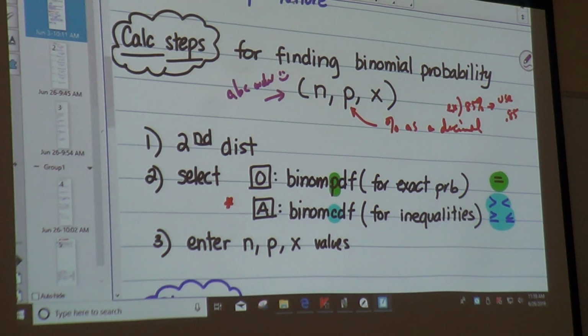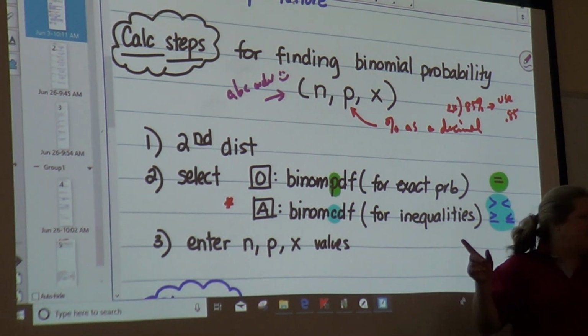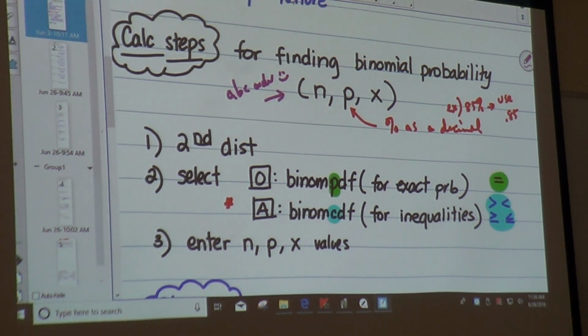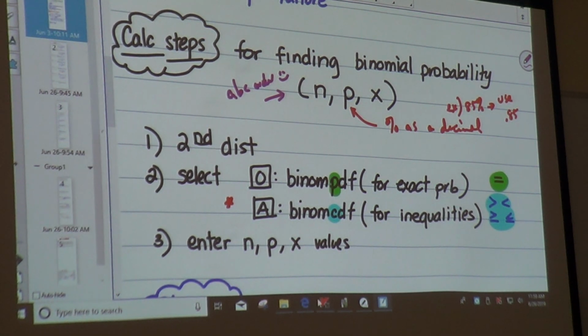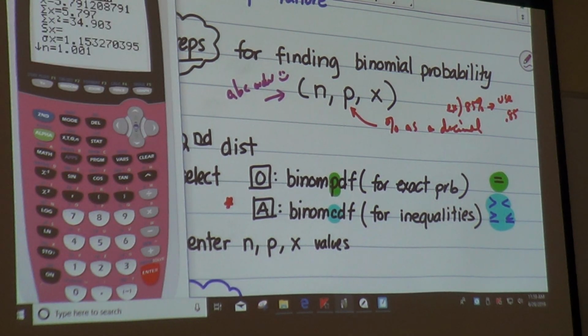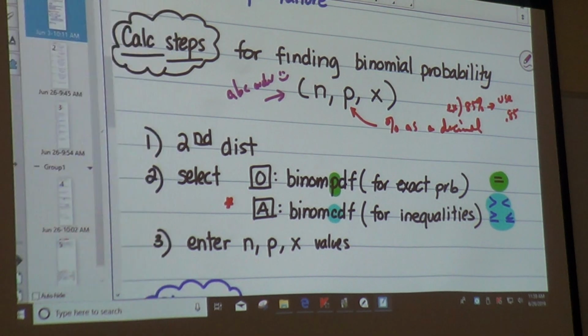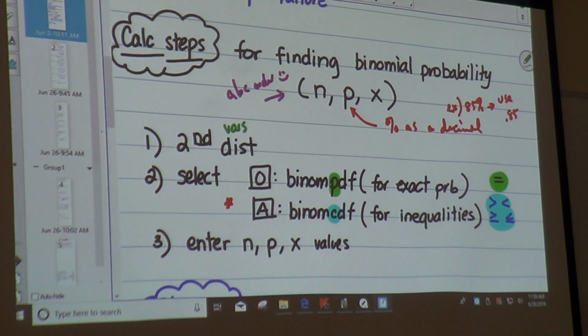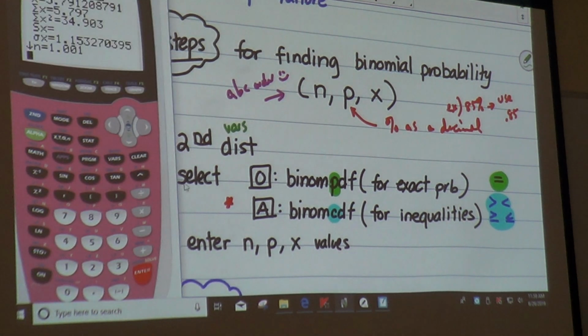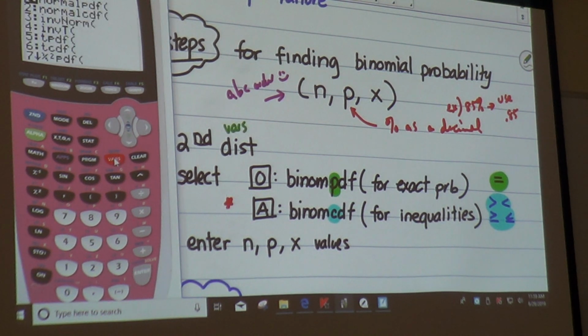All right, we're going to be using binomial PDF and binomial CDF. They say A and O. Mine are A and B. Let me look on my calculator in here. I call it second vars. Here's your vars button. It has DISTR, distributive, above it. I call it second vars, but you're getting to the distributive. Second vars, and you've got to go all the way down.